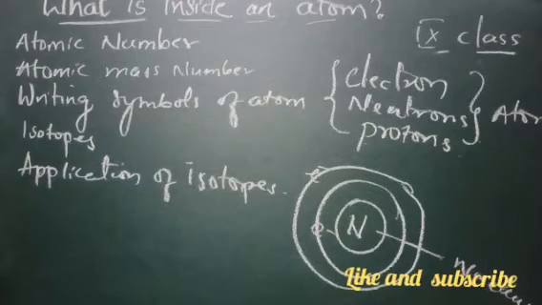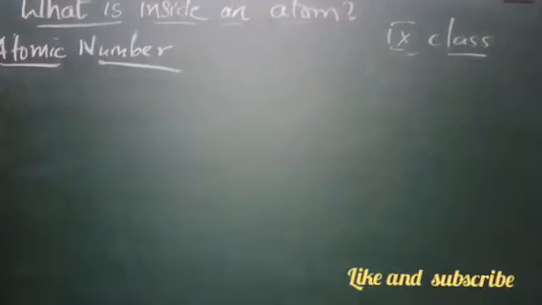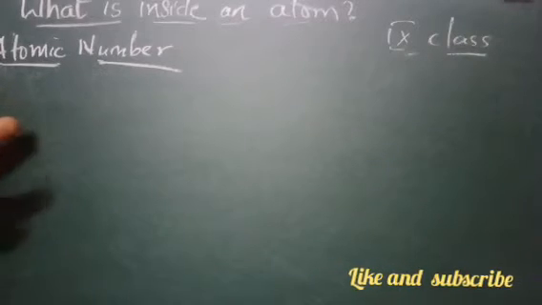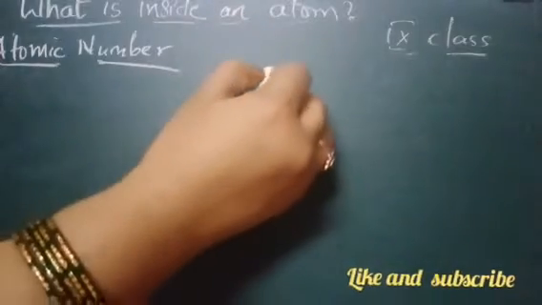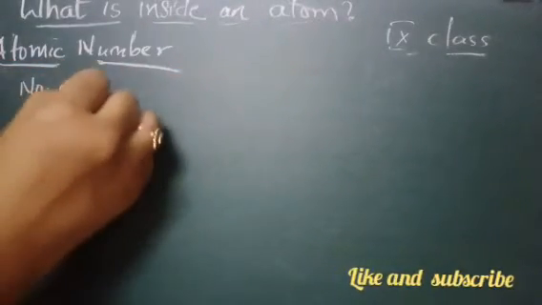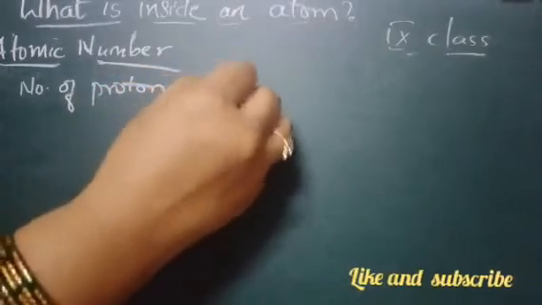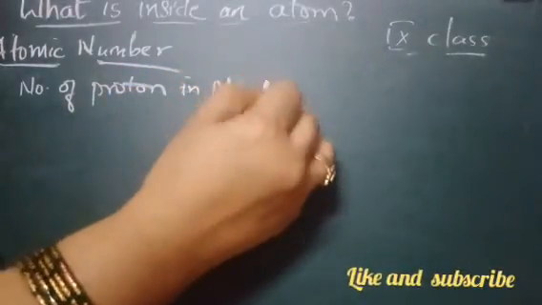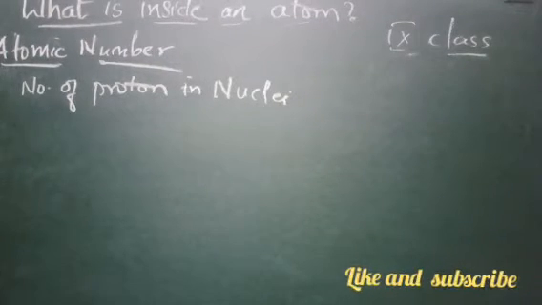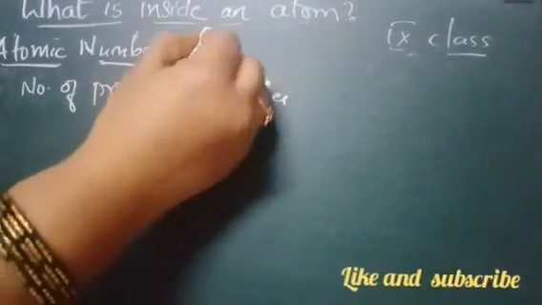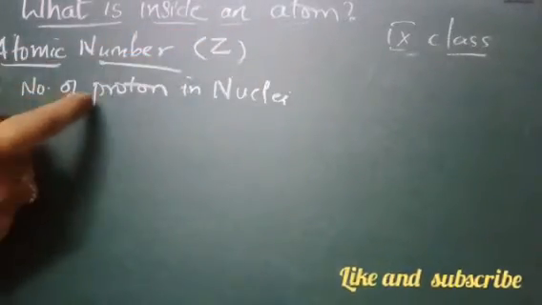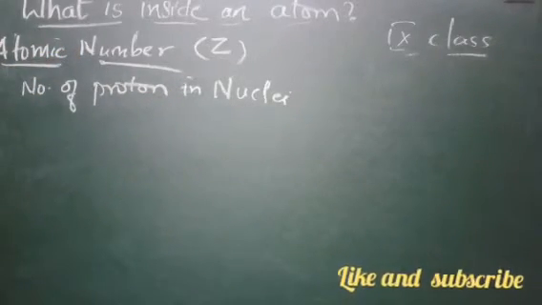So in today's class we will see first the atomic number. Now we know that the nucleus is at the center of the atom and it contains protons and neutrons. Elements differ from one another according to the number of protons present in the nuclei. The atomic number of an element is denoted as Z. So the number of protons present in the nuclei gives the atomic number, and that is denoted by Z.